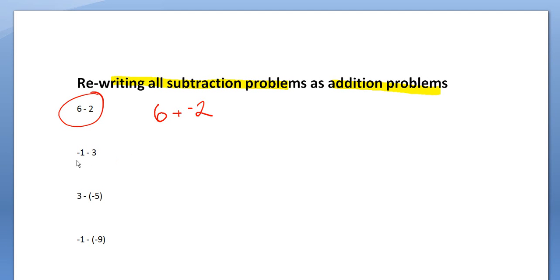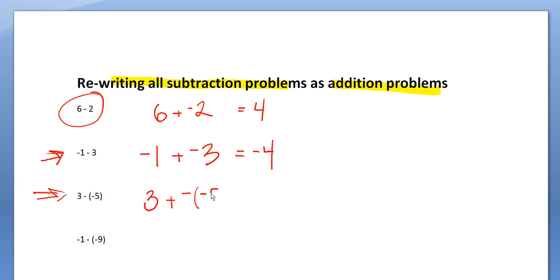Okay, this next problem, negative 1 subtract 3. That can be rewritten as negative 1 add a negative 3. I guess I could do the answer to this one. This one's obviously 4, and this one's obviously negative 4. Here we go, next problem. 3 subtract a negative 5. This can be rewritten as 3 add a negative 5.